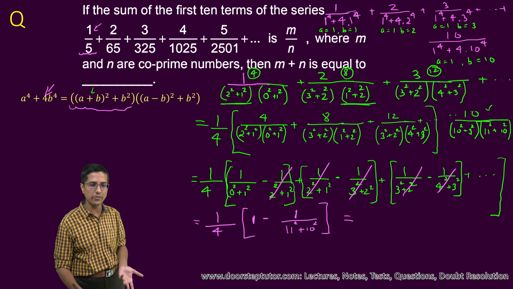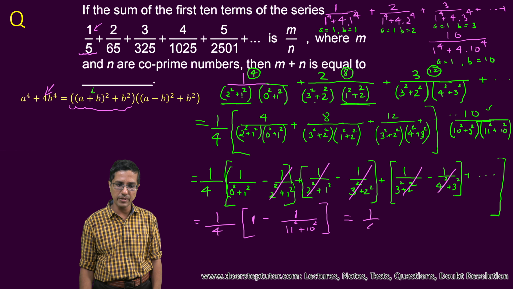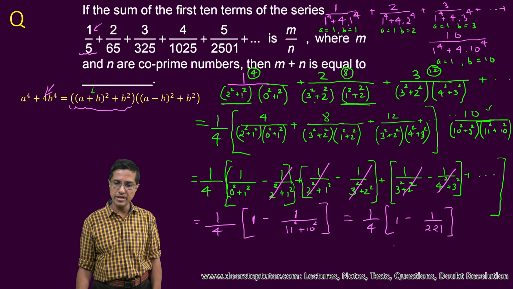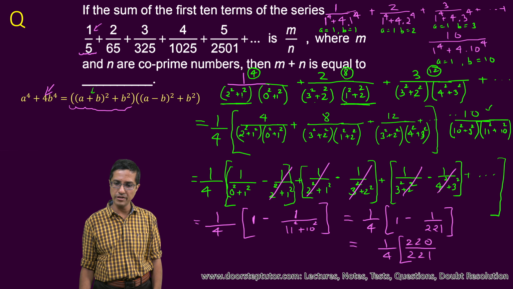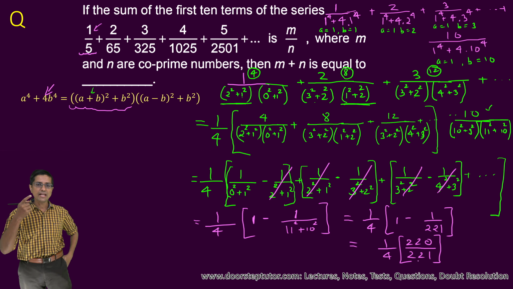Now 11 square we know is 121, 10 square we know is 100. So this becomes 1 by 4 into 1 minus 1 by 221. Very simple. Then this becomes 1 by 4 into 220 divided by 221.